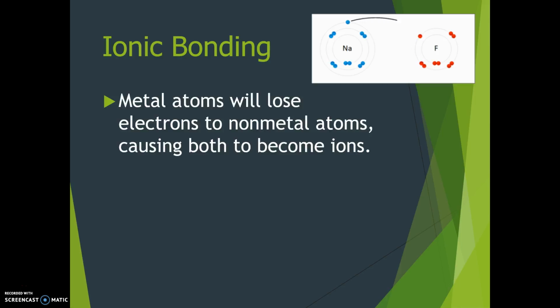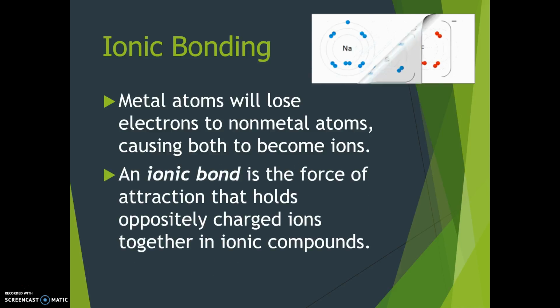So we talked about bonding in general as a force of attraction. Specifically, when we're talking about ionic bonding, some metal atom is going to lose between 1 and 3 electrons, which produces a positive charge, and a nonmetal atom will gain between 1 and 3 electrons, causing it to have a negative charge. Now that they are both ions, they will form a bond, or the force of attraction, that holds the two together in an ionic compound.